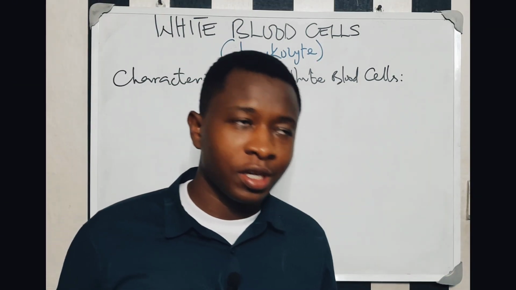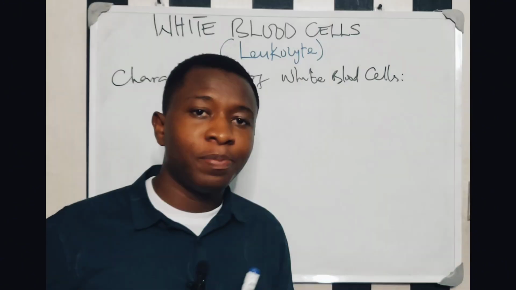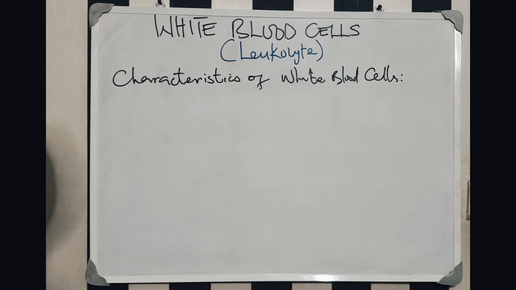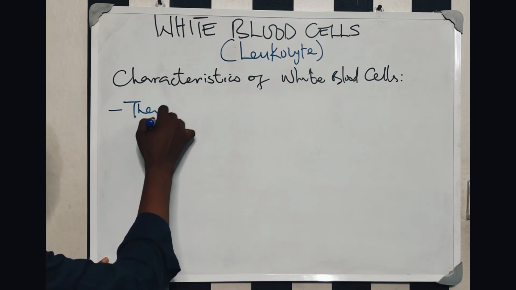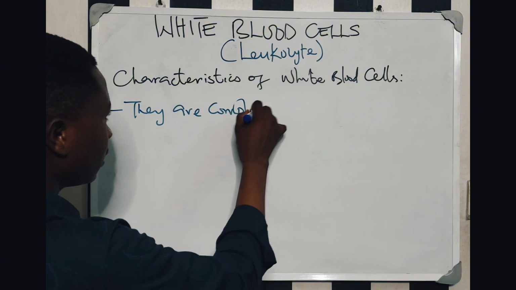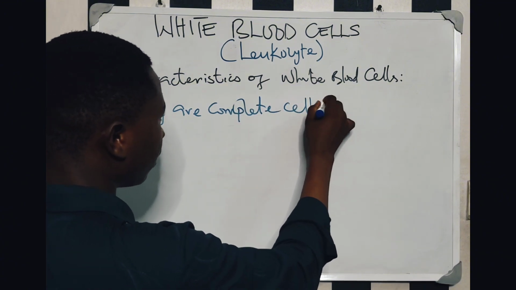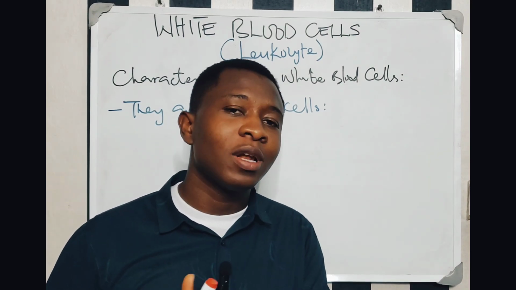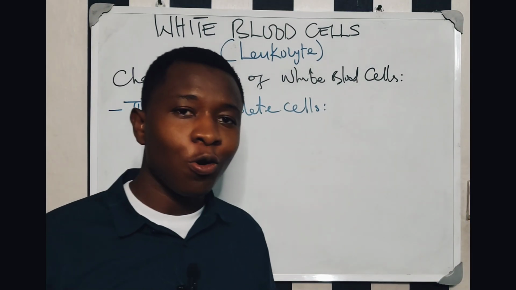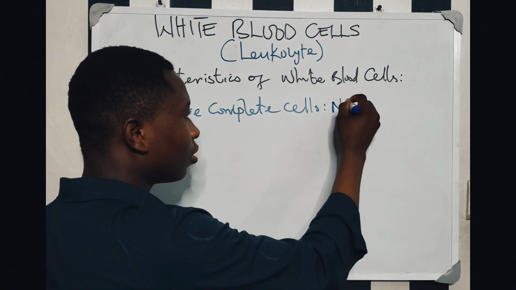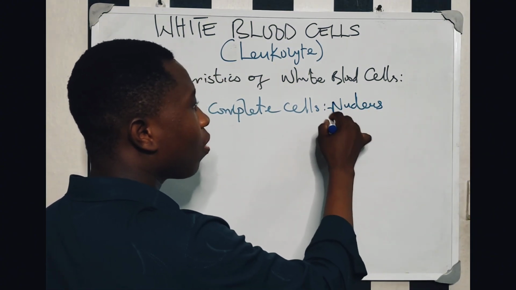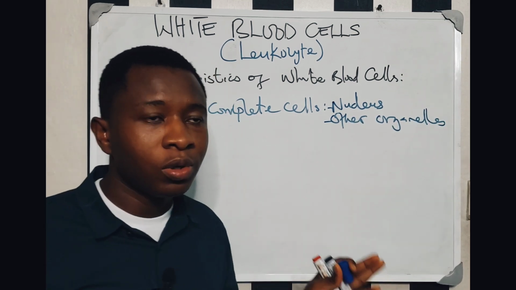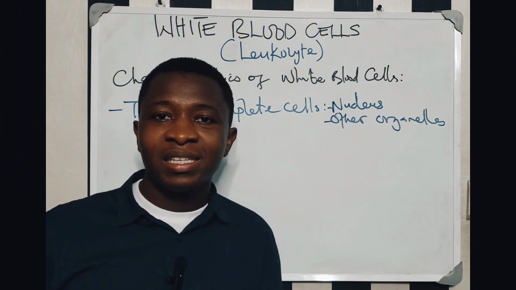Now, looking at the characteristics or features of the white blood cell, the first and most important is that the white blood cells are complete cells. Now, this means that unlike the red blood cell that lacks the nucleus and other cellular organelles, the white blood cell actually contains the nucleus and other organelles. Okay, so the white blood cells are actually complete cells.